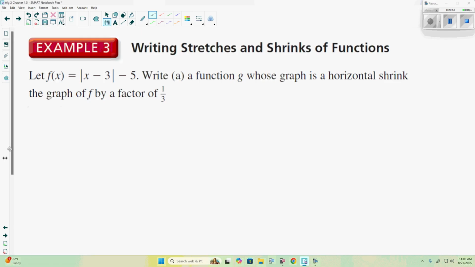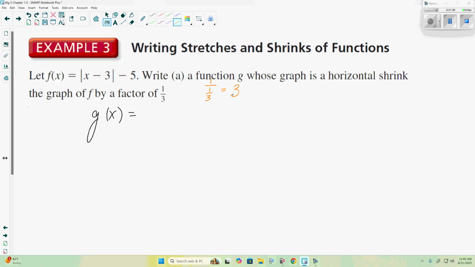Let f of x equal the absolute value of x minus 3, minus 5. We want to write a function g whose graph is a horizontal shrink of the graph of f by a factor of 1/3. Horizontal stretch or shrink, you have to flip it. You have to flip that amount they gave us, because they told us the stretch or shrink is a factor of 1/3. Really what we're doing is saying 1 over 1/3, which is 3. Or we take that fraction and flip it.